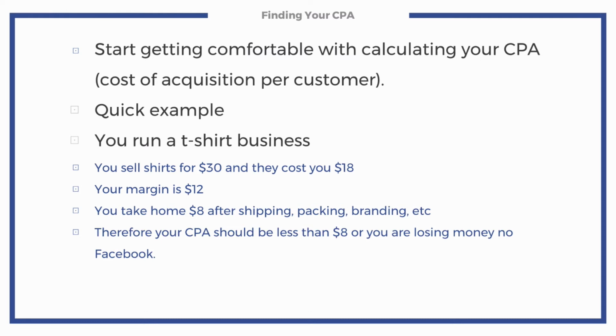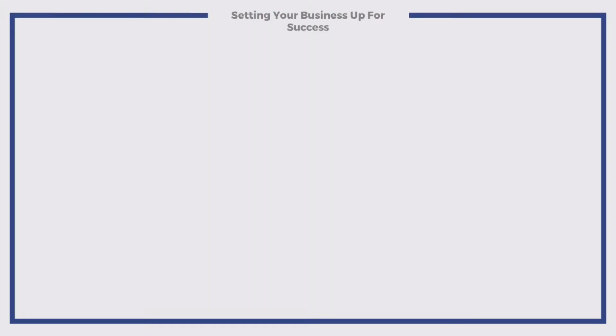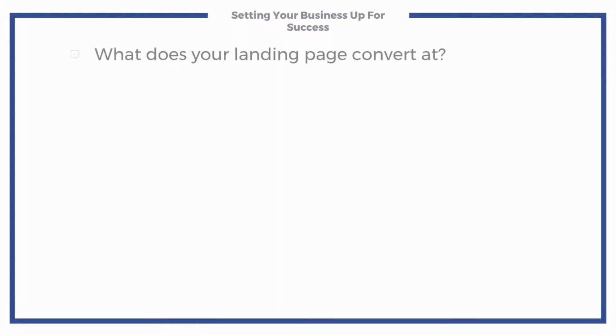So you can't afford to spend $8 per ad for somebody to convert on an ad, right? It has to be below that. And so ideally, you want to get a CPA of $4 or less so you can make $2 for every dollar you spend in ads, right? You spend $100 in Facebook ads, you get $200 in shirt purchases. So that's kind of the way you should think about CPA. Setting your business up for success.